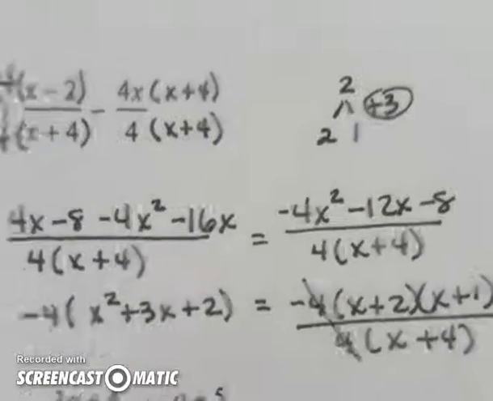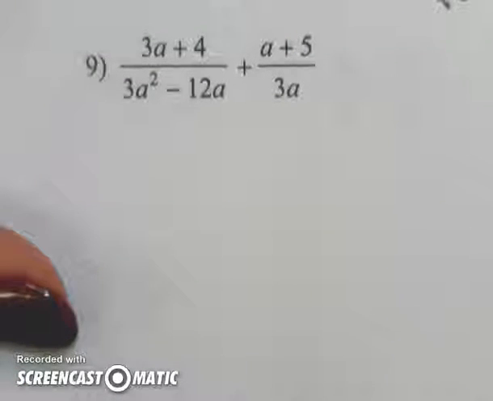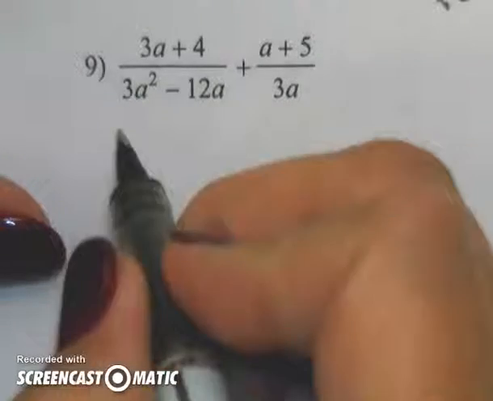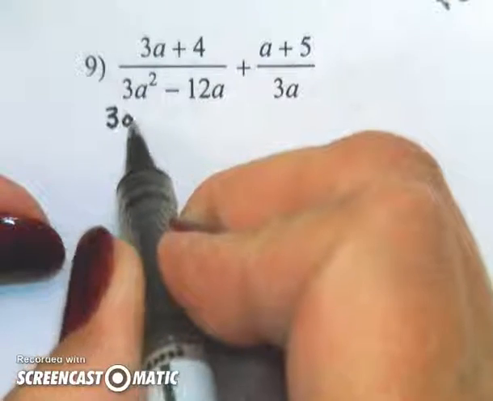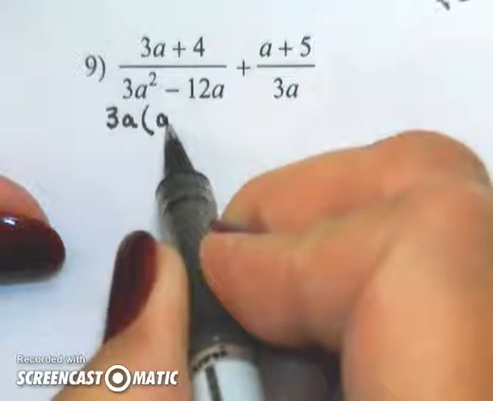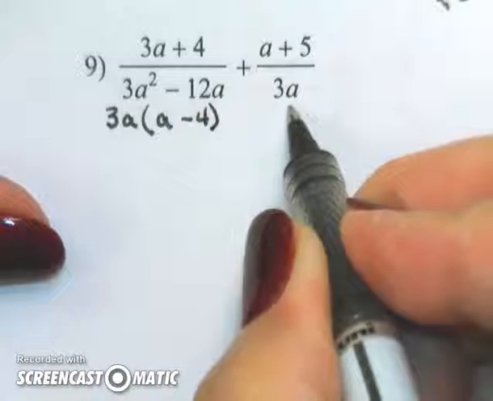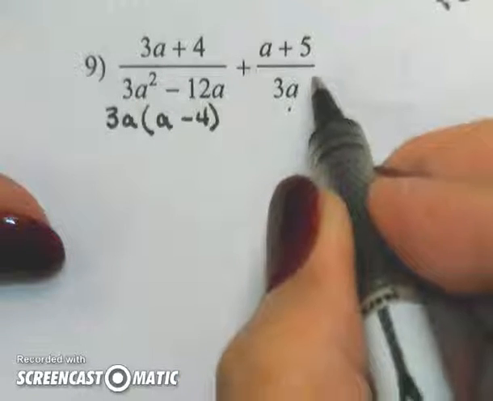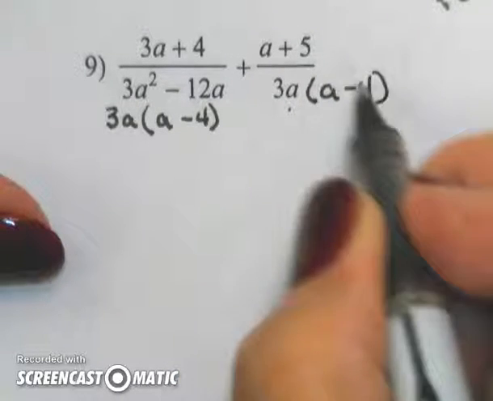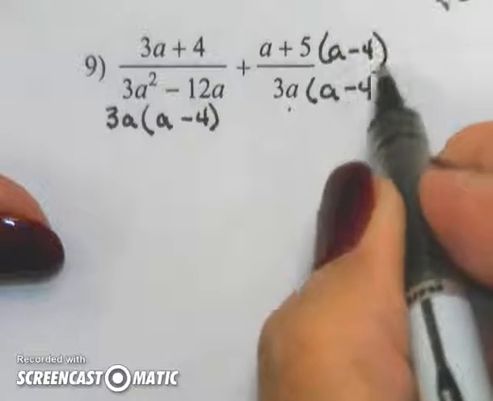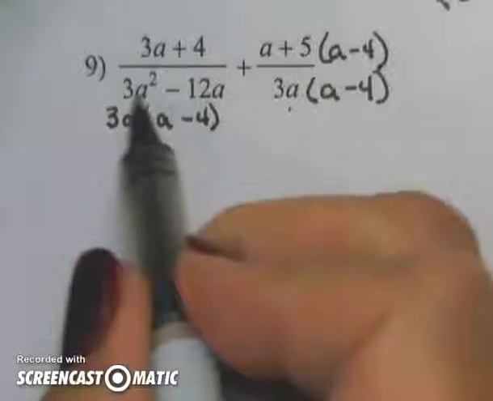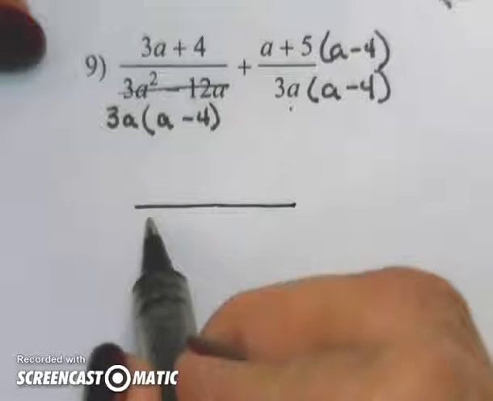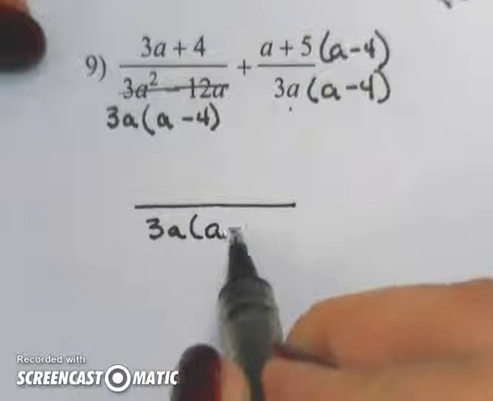Sometimes I'll have to factor first before finding my denominator. I see this has some things that are in common to them both, so I'm going to factor this. I see a 3 and an a will go into both. That leaves me with a minus 4. And this has my 3a. So I notice that they both have a 3a in my denominator, but this one needs an a minus 4, so I'm going to put that on top and bottom. This has been factored, so I'm going to lightly mark that out. My new denominator: 3a times a minus 4.